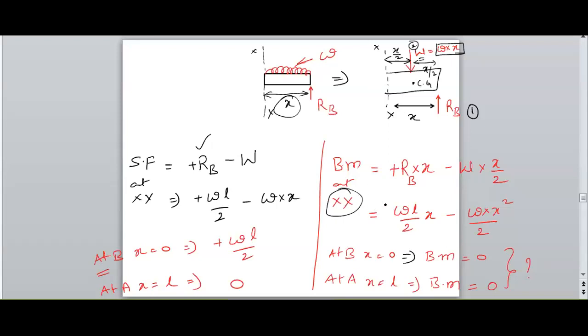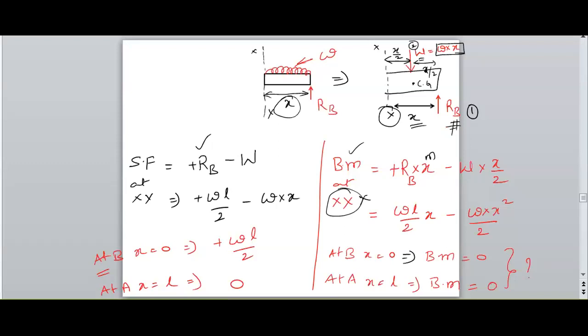I need to write the bending moment equation at section XX. Again, there are two forces and their perpendicular distances. Bending moment is nothing but force into perpendicular distance. The first force is RB, and its perpendicular distance from the section is X meters.